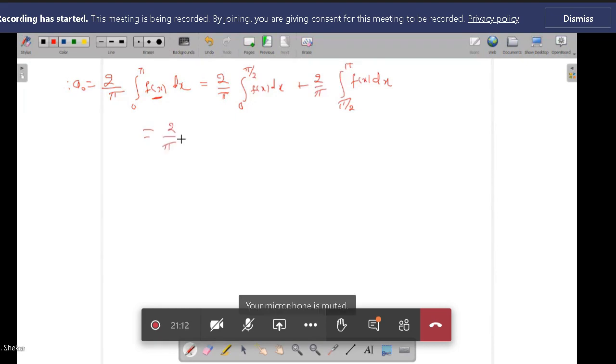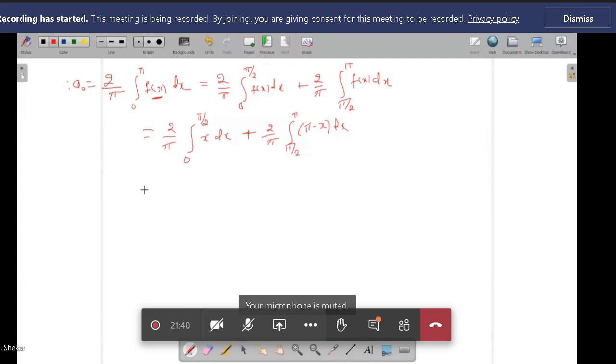It is defined as 0 to pi by 2, f of x is defined as x, into dx, plus 2 by pi. In the interval pi by 2 to pi, the function is defined as pi minus x. So I need to integrate that term, pi minus x into dx.